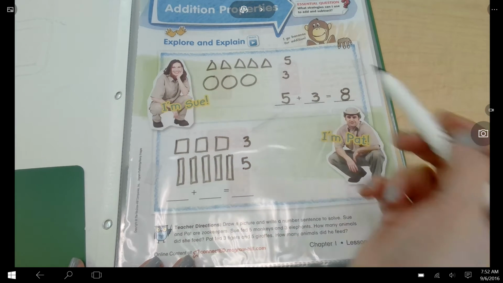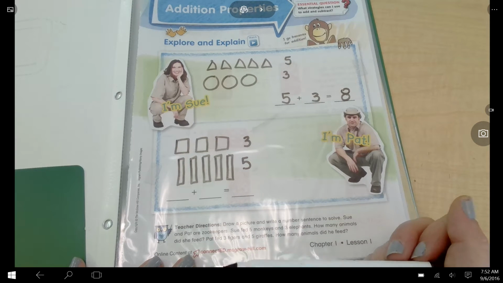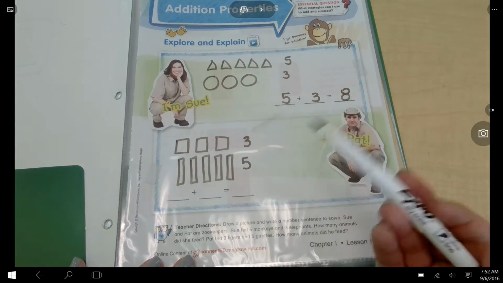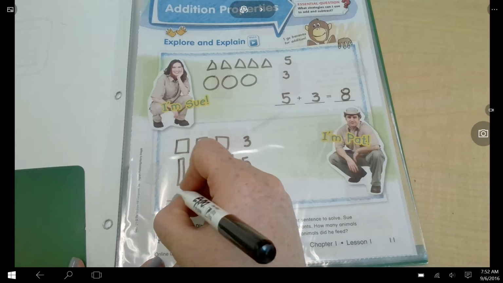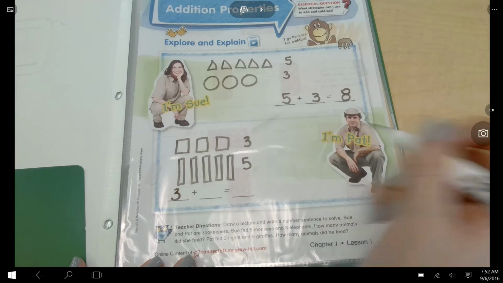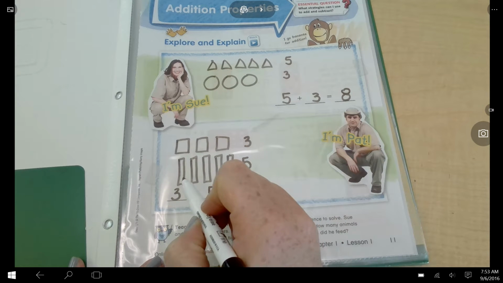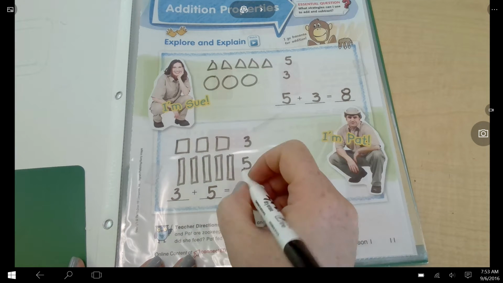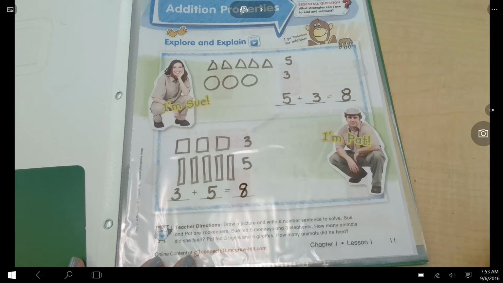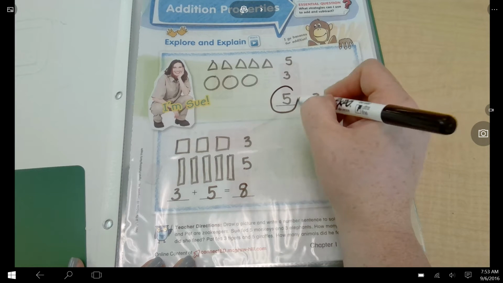I'm going to write it in order just like I did up here. So, what number am I going to write first? Think to yourself. Now I'm going to say the number 3. I'm going to write it 3. What number am I going to write next? 5. 3 plus 5 equals, I don't know. I'm going to count all the objects. 1, 2, 3, 4, 5, 6, 7, 8. 8. Guess what, friends? We just switched these numbers around.